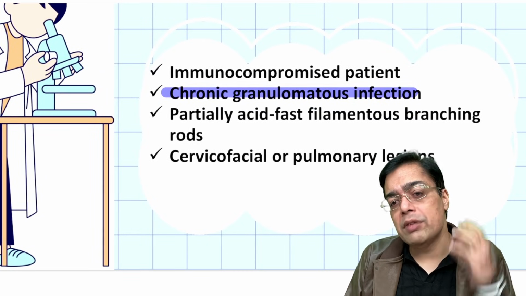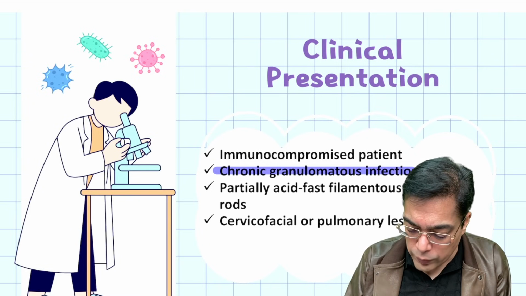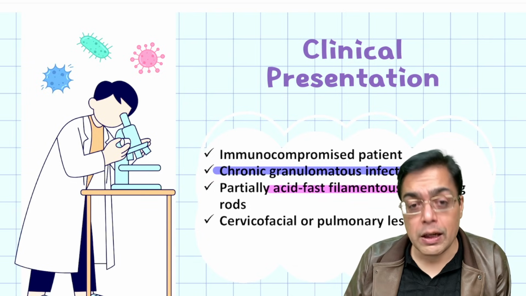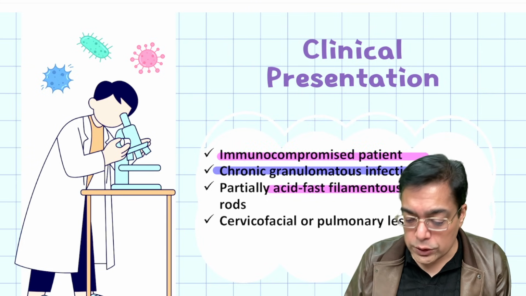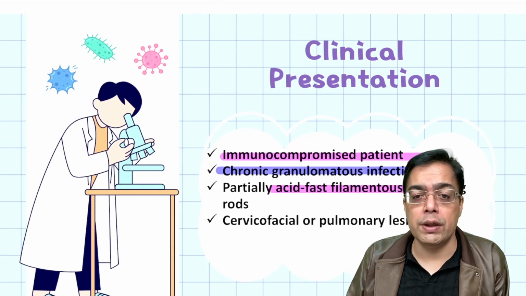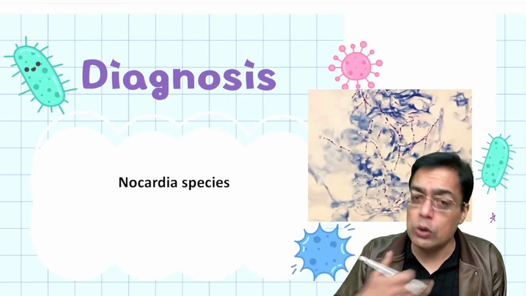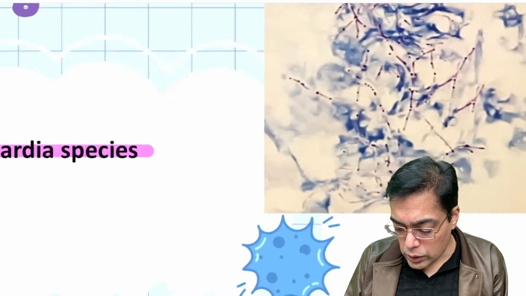especially the patients could be having cervicofacial or pulmonary lesions. So this is what is going to be giving you a very important hint that the patient is going to be having partially acid fast filamentous branching rods. He has a history of immunosuppression, and this is going to be associated with what kind of a condition. So the typical organisms which they'll ask in the exam which are acid fast in nature beyond tuberculosis, you have to think in terms of something like Nocardia over here.